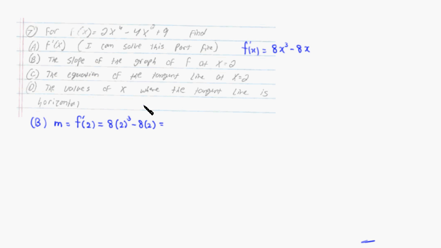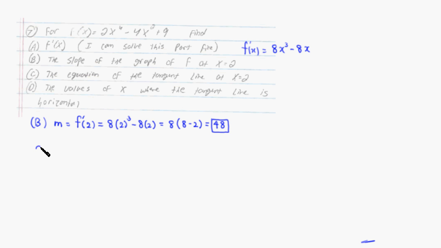So that would be 8, maybe I'll pull out 8. 2 cubed is 8 minus 2, and so 8 times 6 is 48. So this is the slope of the graph at x equals 2.